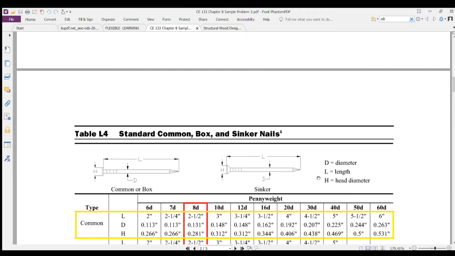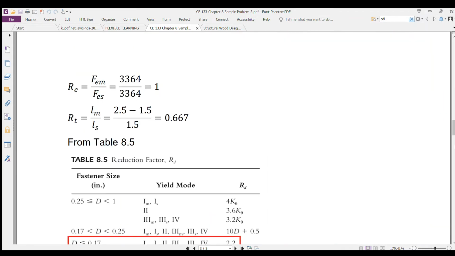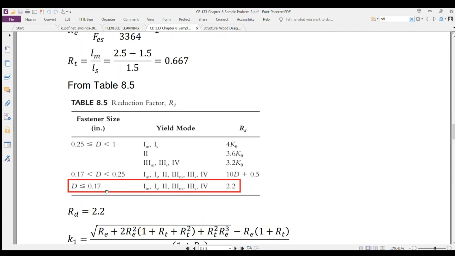So we have a value of 0.667. Now you need to check the reduction factor R sub D from table 8.5. Since you have a value of D of less than 0.17, for the yield modes, type 1 for the main, type 1 for the side, type 2, type 3 for the main, type 3 for the side, and type 4, we have an R sub D of 2.2.